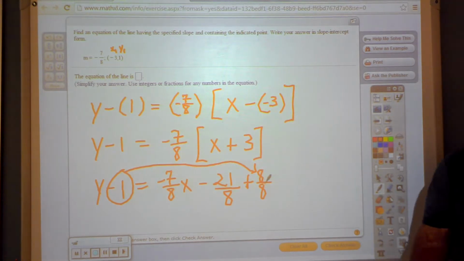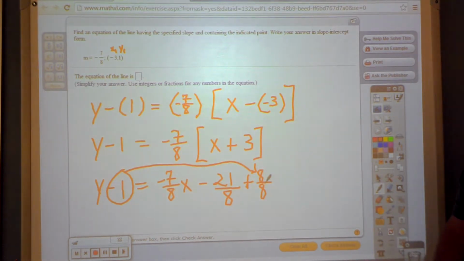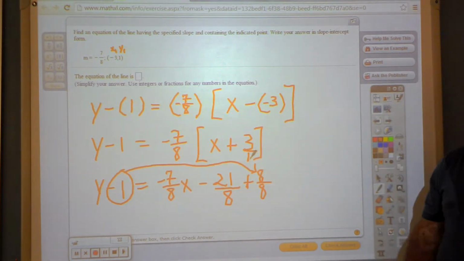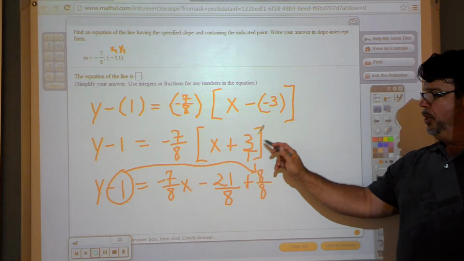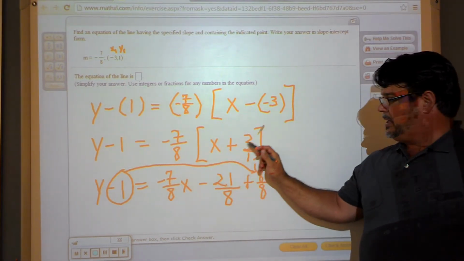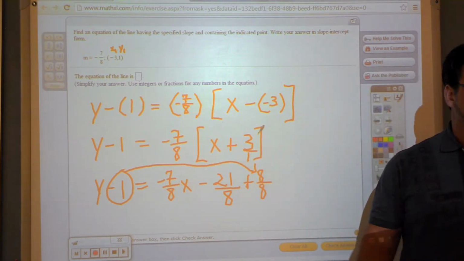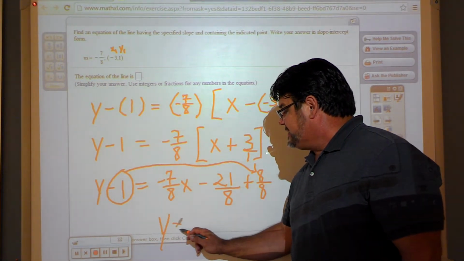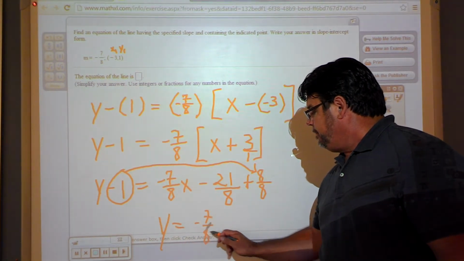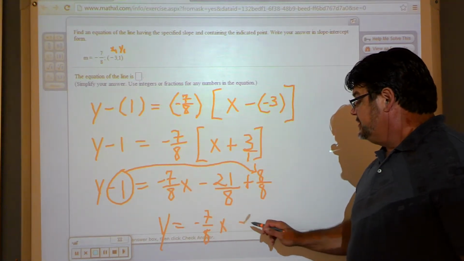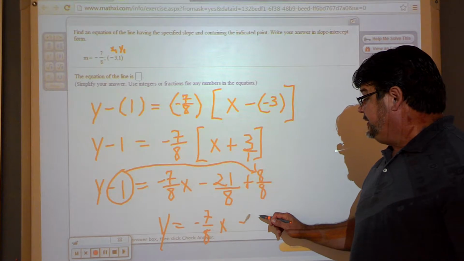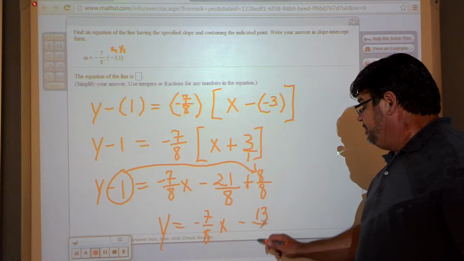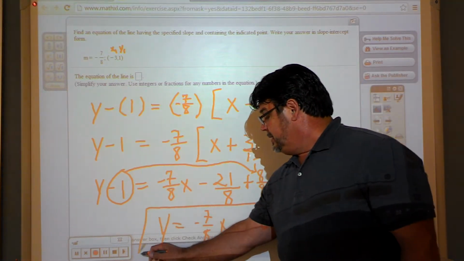So on the top, you just multiply that 3 into 7, because this is 3 over what? 3 over 1. Always do that if you have to. When you multiply a whole number times a fraction, make that whole number a fraction, because that way you won't get confused. And your final answer is y is equal to -7/8 x minus 13/8. And that is your final answer.